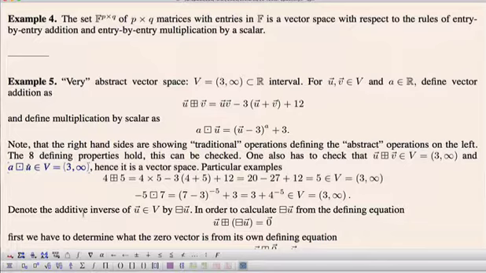Then, for example, if we denote the additive inverse of u with box minus u, then to calculate this additive inverse, we have to use the defining equation that u box plus this additive inverse, box minus u, is supposed to be equal to the 0 vector. But that means that first we have to determine what the 0 vector is. Because we have very special operations, it doesn't say that the 0 vector must be the 0 number. Actually, it turns out that it's not.